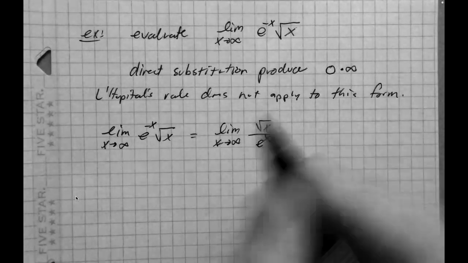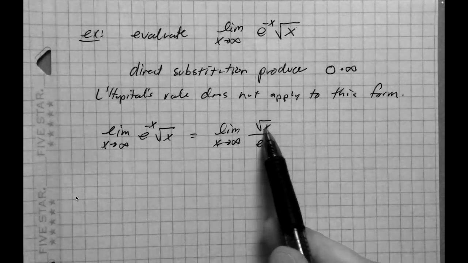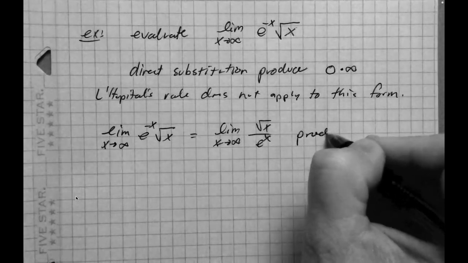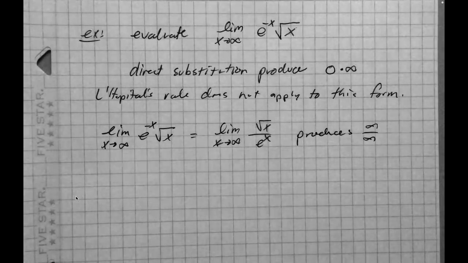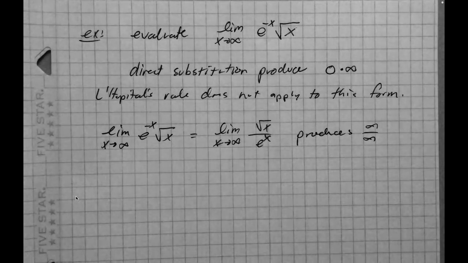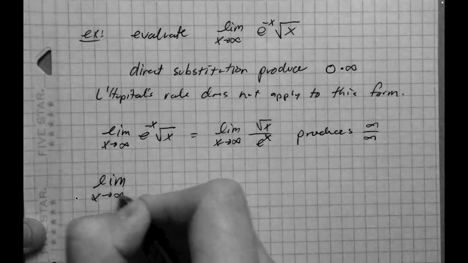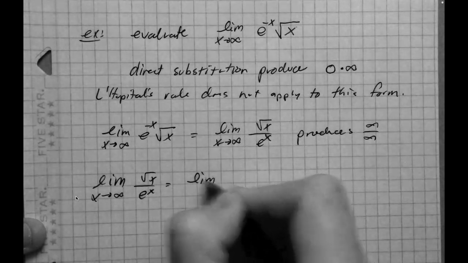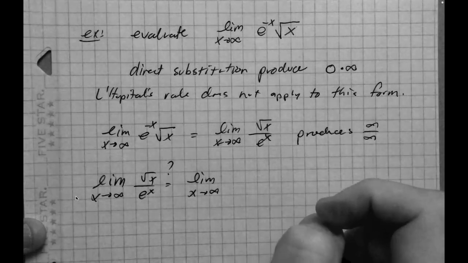Right, so just rewriting the expression, what is this going to produce? Well, now you're going to have infinity over infinity, right? So this is now the indeterminate form that we can use L'Hopital's rule on. So doing so means we basically differentiate top and bottom, right? So I'm just going to do that.